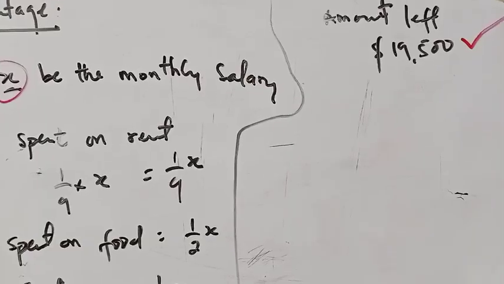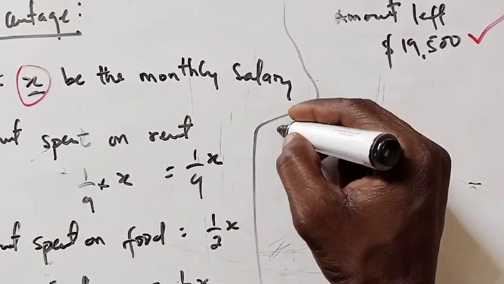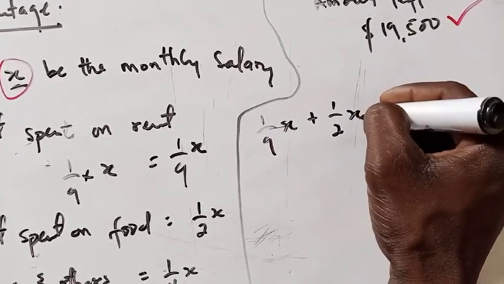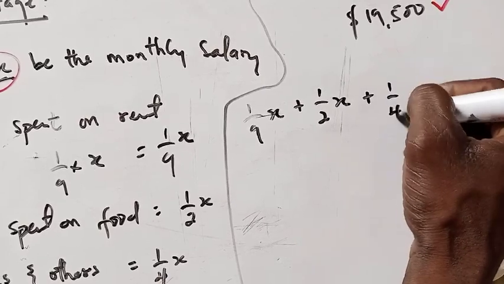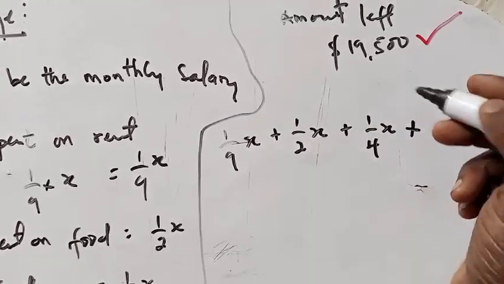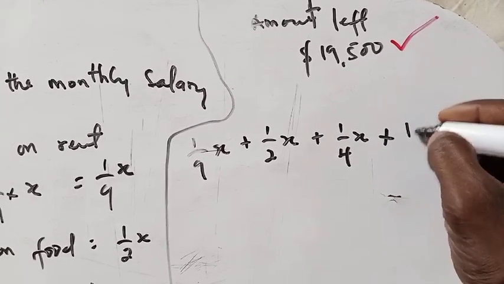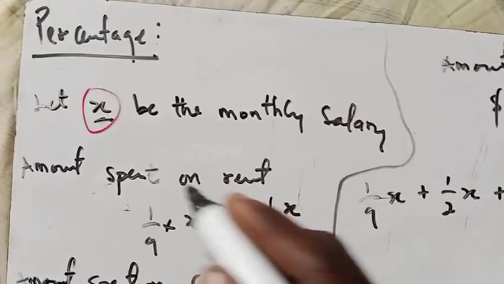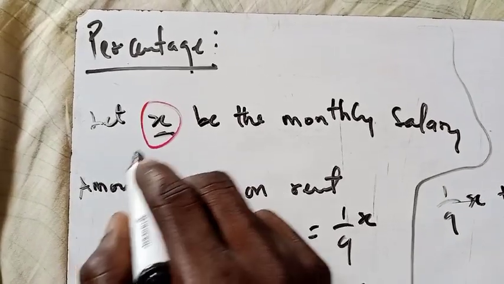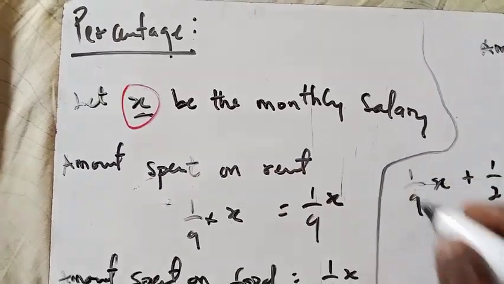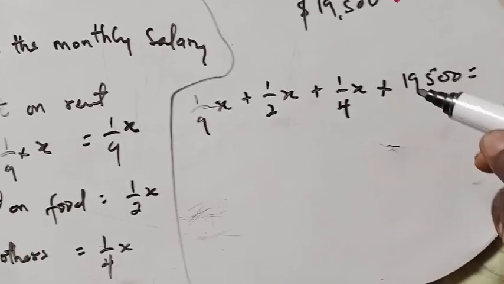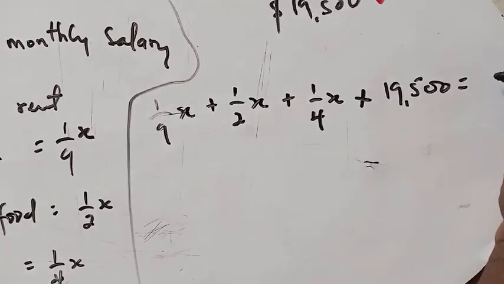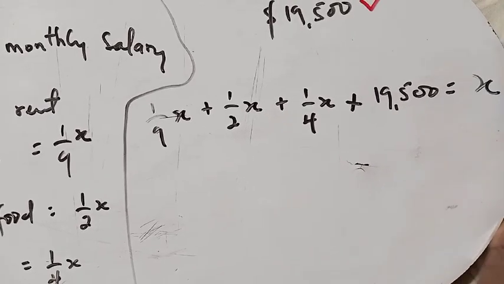Okay. So here, straightforward, you can see that we have 1 on 9x plus 1 on 2x here plus 1 on 4x here plus, don't forget this one, this is what is left, right? So you have 19,500 is equal to the X. Because at the beginning here we said let X be the monthly salary, so everything that is your expenses, this is what you spend in the month, and then everything must be equal to your total salary, which is the X.